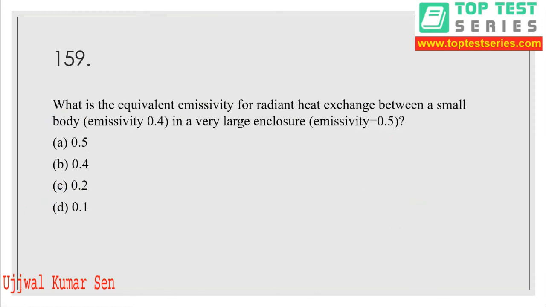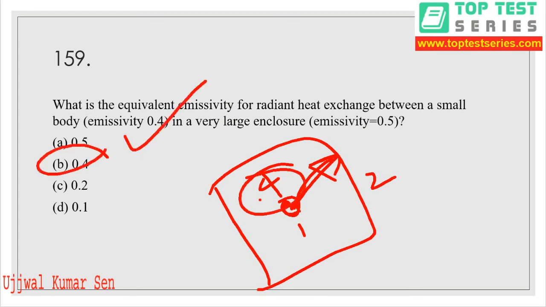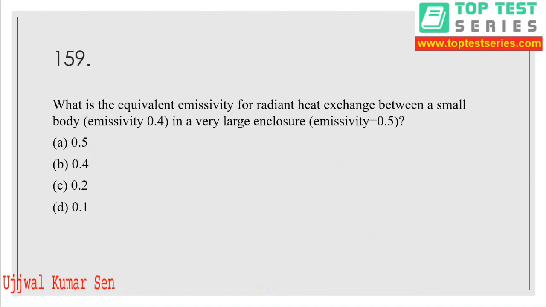Question number 159. What is the equivalent emissivity for radiant heat exchange between a small body and a large body enclosure? So my dear, let's say this is a small body and this is the large body. The small body has 0.4 emissivity, so definitely it will radiate 0.4 only. That means, let's say 1, 2. So the equivalent emissivity, how much will it be? That is 0.4 only. So option B is the correct answer for this question.